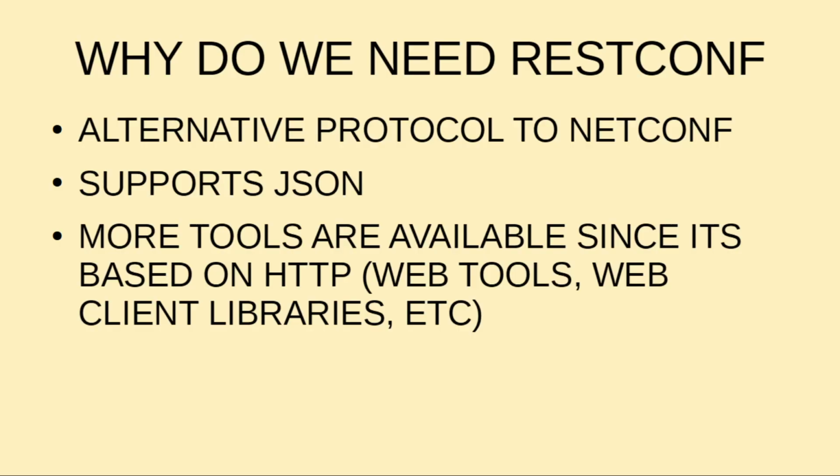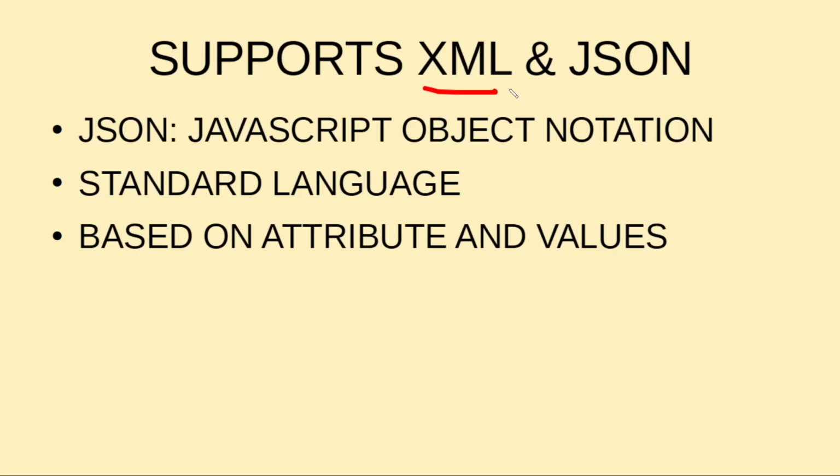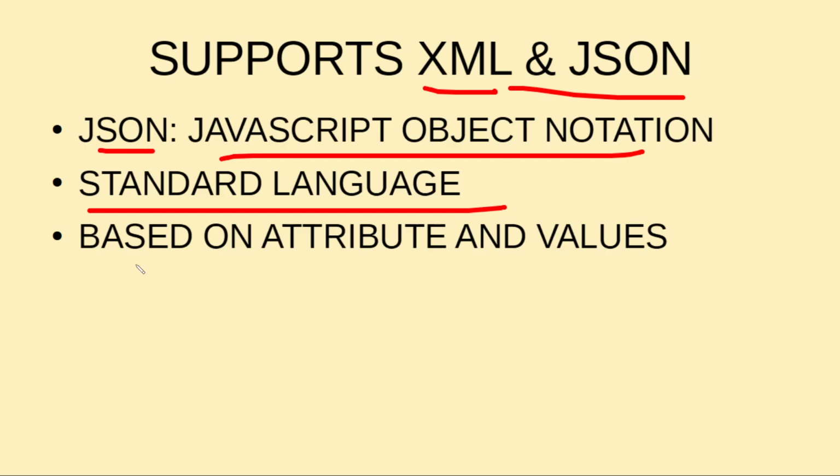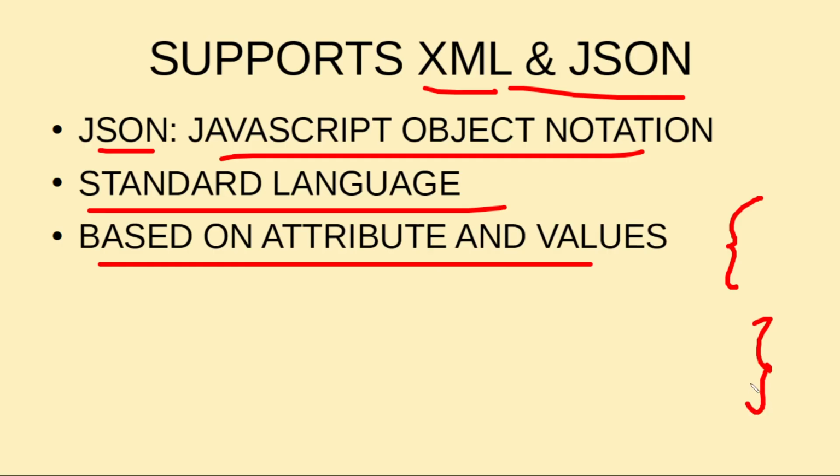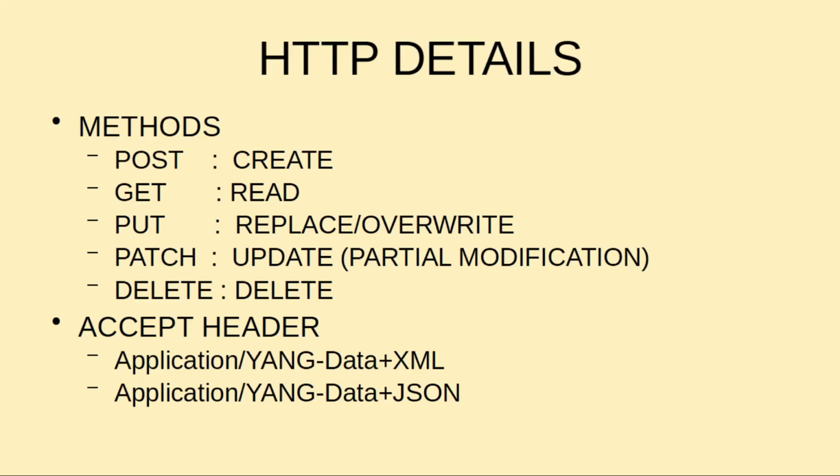So why would we use Restconf if we already have NETCONF? It is just an alternative protocol to NETCONF that supports JSON and where more tools are available since it's based on HTTP. We have web tools, web client libraries, and so on. Restconf supports both XML and JSON. We have talked about XML previously. JSON is JavaScript Object Notation, which is a standard language based on attributes and values. You will be able to identify JSON data because it opens and closes with curly brackets.